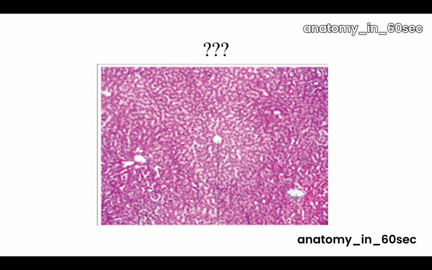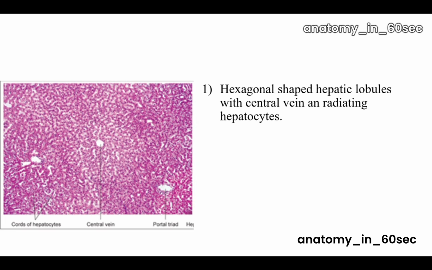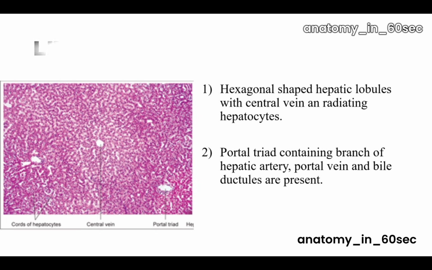It appears extensively pink, but in the center some structure is visible, and here are some of the structures which we can appreciate. But other than that, on every side we can see only cells which are arranged like this. So this must be the slide of liver. This is the slide of the liver where the radiating hepatocytes are seen, and this is the central vein. So hexagonal shaped hepatic lobules with the central vein are seen, along with the portal triad. So this is the central vein and here is the portal triad.